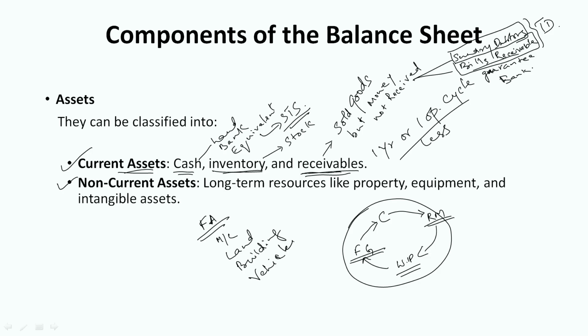Any of these things which are highly valued and have a life of more than 1 year are considered part of fixed assets, plus all intangible assets are also part of it, such as patents, copyrights, etc. So all those things would be part of it. So you have property, equipment, and the intangible assets as part of your non-current assets.